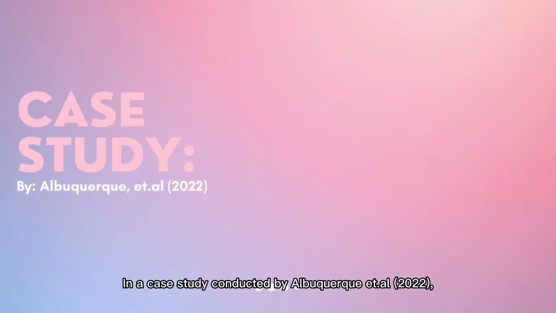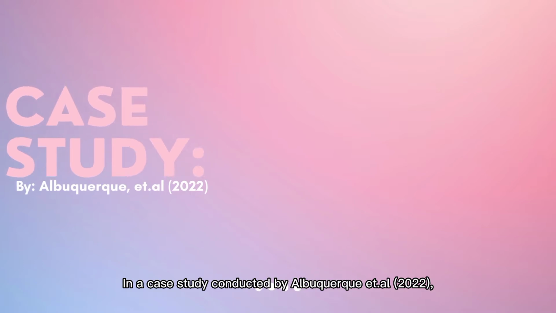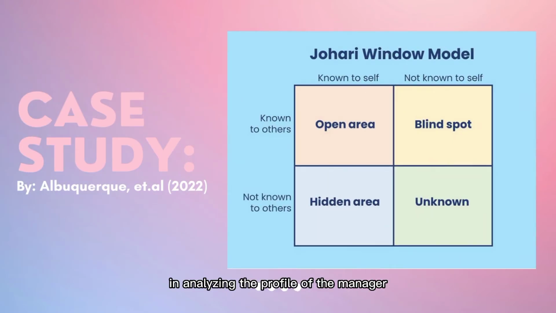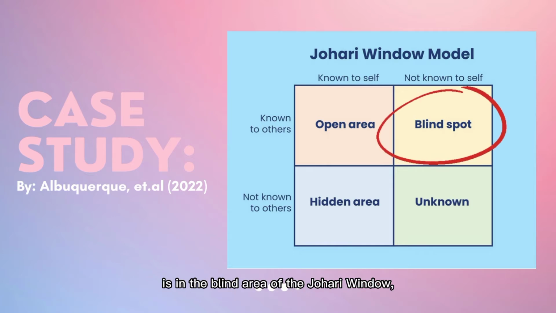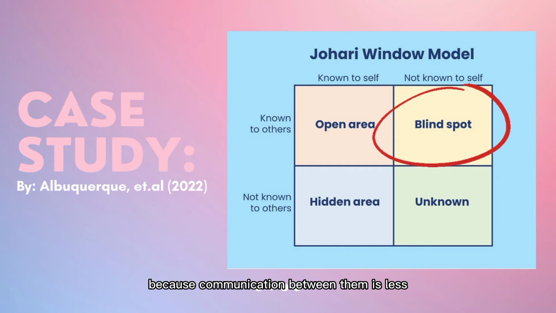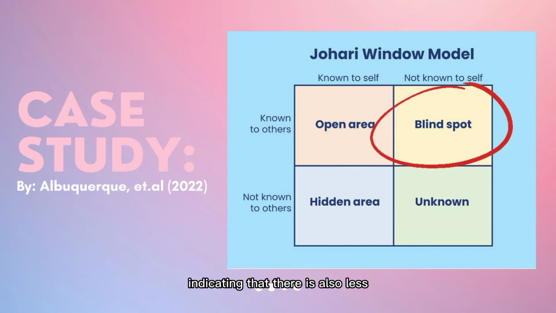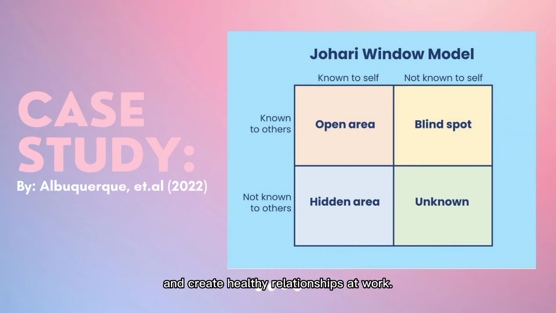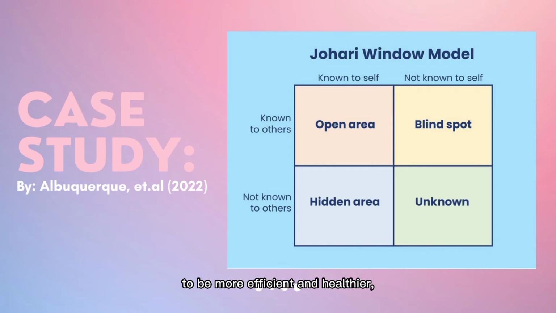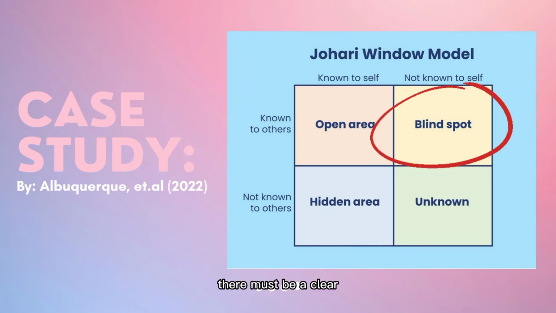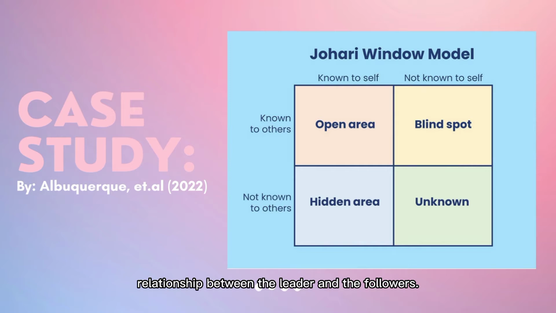In a case study conducted by Albuquerque et al., 2022, the Johari window was used in analyzing the profile of the manager from the perspective of the employees. It was found out that most of the employees have the opinion that their manager is in the blind area of the Johari window, an area unknown to the leader, because communication between them is less, indicating that there is also less chance for both parties to know more about each other and create healthy relationships at work. It was concluded that for an organizational environment to be more efficient and healthier, there must be a clear relationship between the leader and the followers.